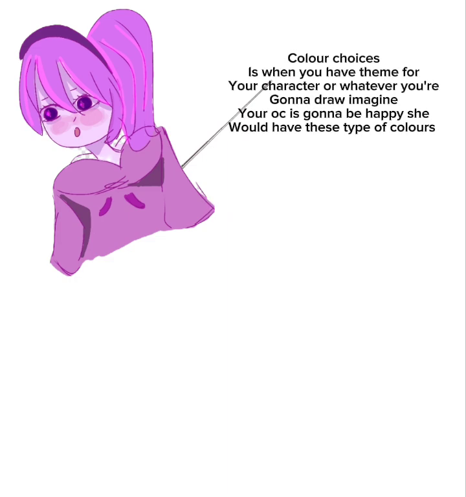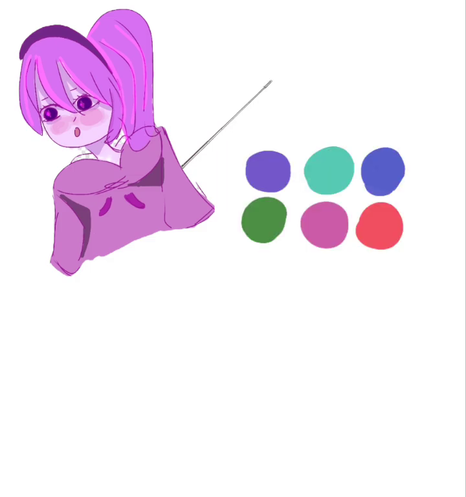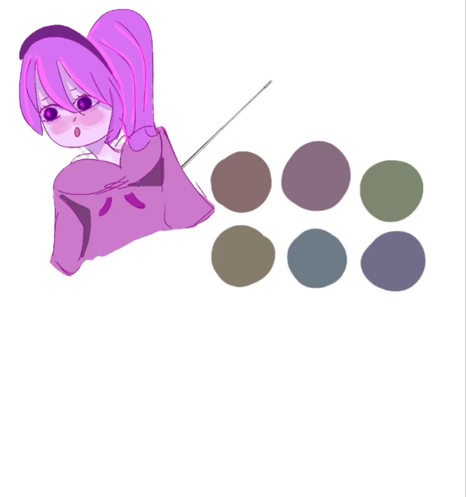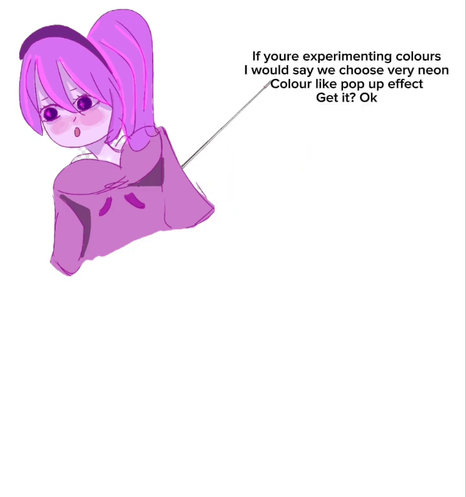Color choices is when you have a theme for your character or whatever you're gonna draw. Imagine your OC is gonna be happy. She would have these types of colors. Now, if the OC you're drawing or about to draw is gonna be in a sad theme, then use these colors. If you're experimenting with colors, I would say we choose very neon colors, like a pop-up effect. Get it?